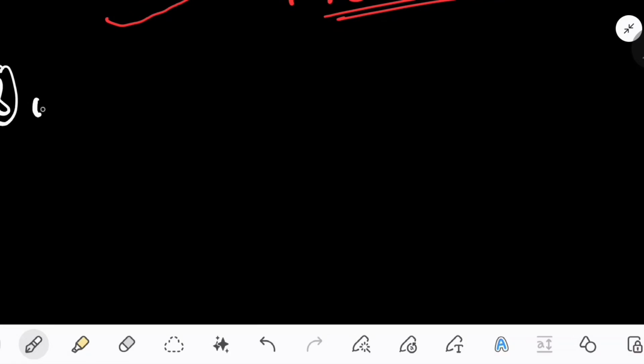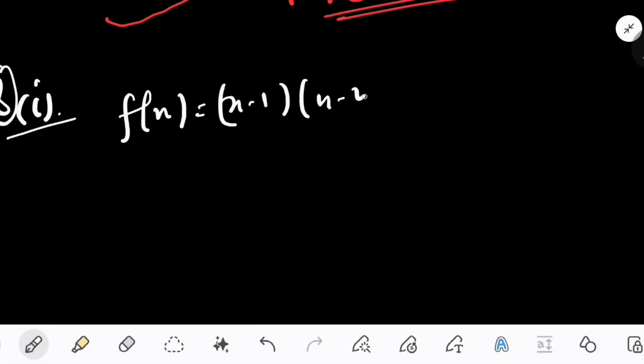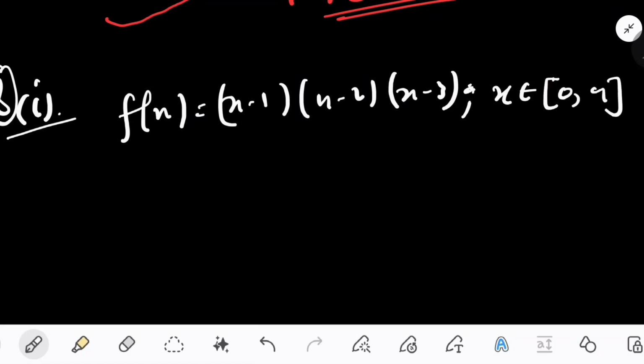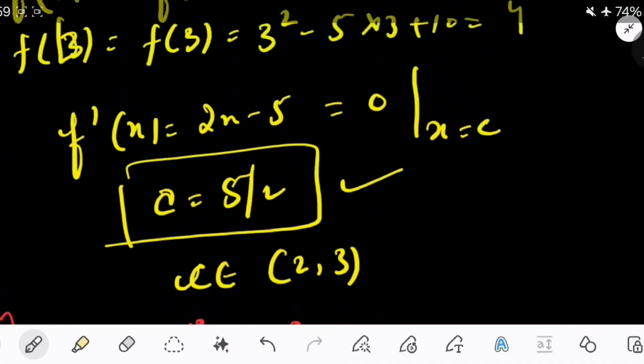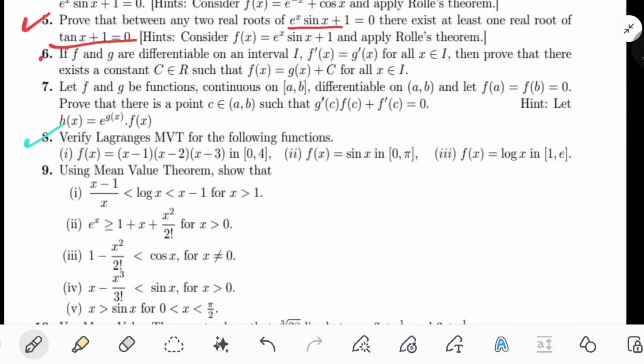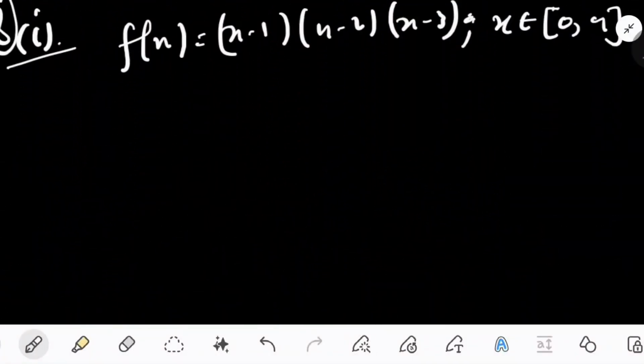We are seeing the 8th first question and it states f at x is equal to x minus 1, x minus 2, x minus 3. So you have to verify Lagrange mean value theorem on it. Let's see. Just see, it is a polynomial again, so it is differentiable and continuous. You don't need to check it, right? And you can just multiply this stuff.